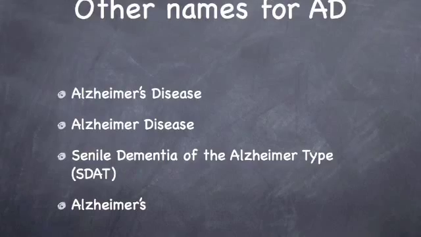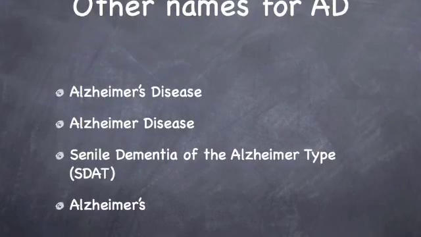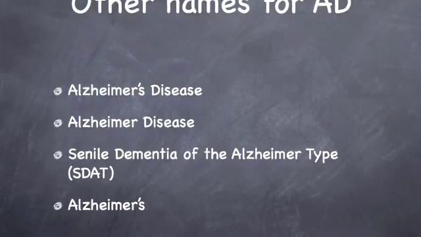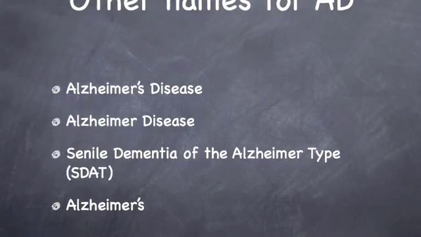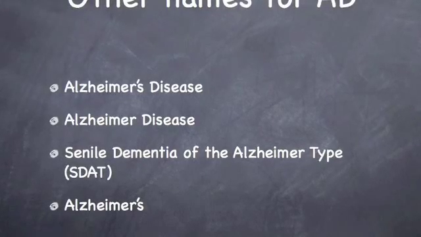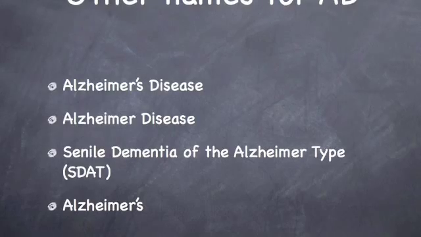First, let's begin with the other names that exist for AD. There are other names AD has: Alzheimer's disease, just Alzheimer's, and senile dementia of the Alzheimer type, or SDAT.